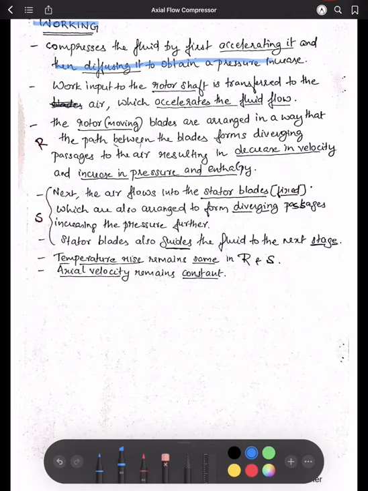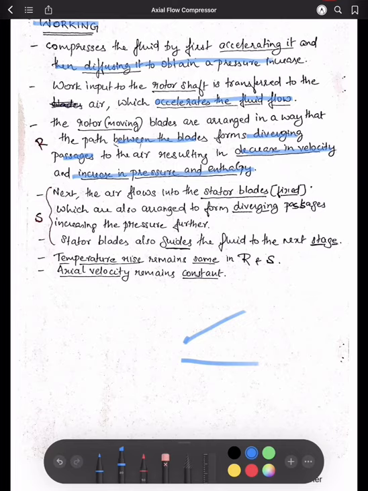So as I already told you, the work input to the rotor shaft is actually transferred to the air, which accelerates the fluid flow. The rotor blades will supply kinetic energy to the fluid, and these rotor blades are arranged in such a way that the path between these blades forms a diverging passage to the air, resulting in decrease in velocity and increase in pressure and enthalpy.